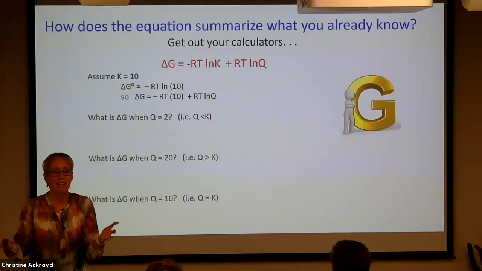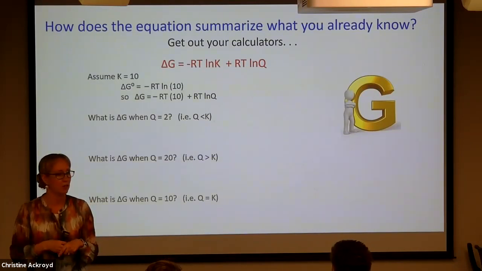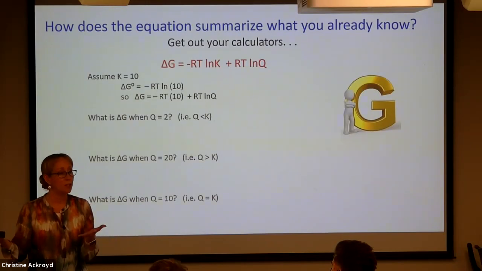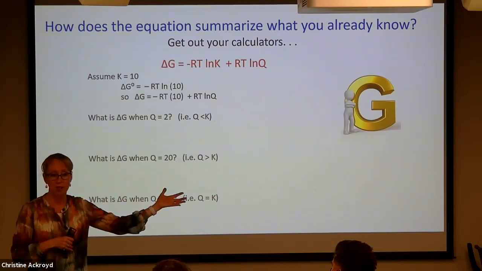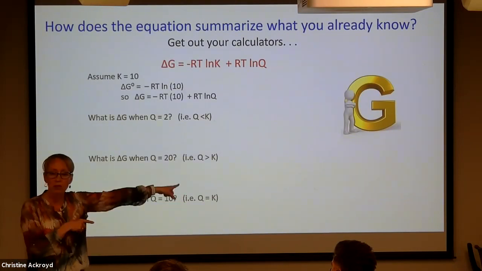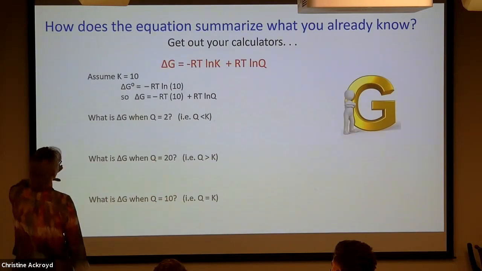Q is 2. What does that tell us about what concentrations we have? K is 10, Q is 2. What do we know? We have too much reactant and/or not enough product, right? So which way will the reaction need to go to reach equilibrium? To the right. So what should the sign of delta G be? Negative.